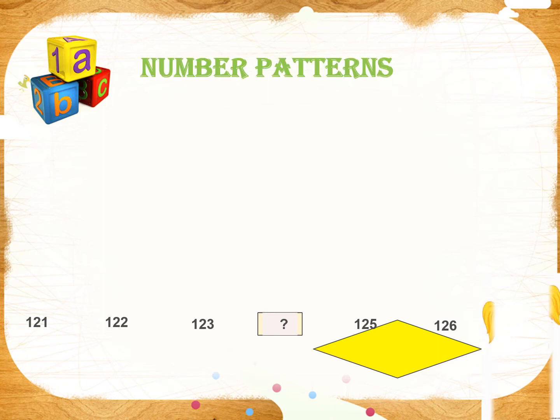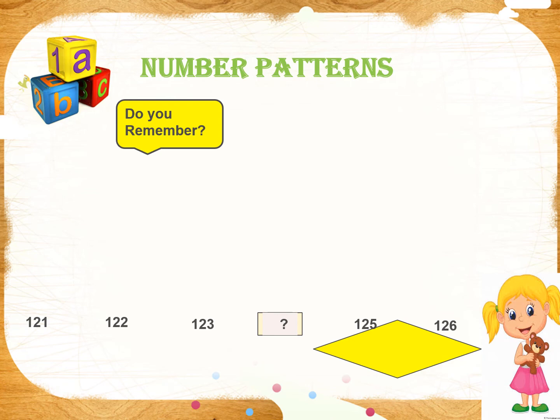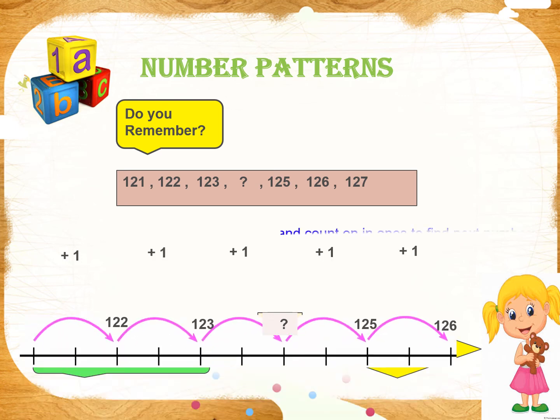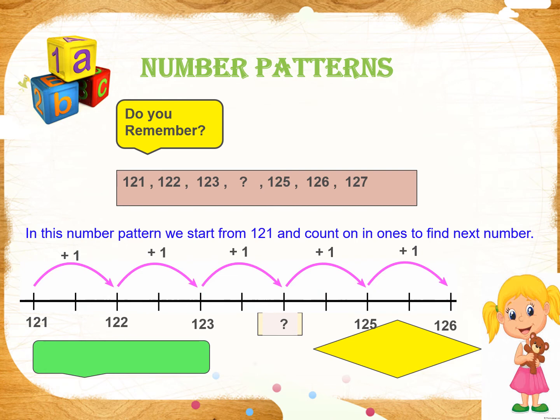Let's see number patterns. Children, do you remember? Rita makes the following number pattern. Can you find the missing number? 121, 122, 123, blank, 125, 126 and 127. We can use the number line to find the missing number. In this number pattern, we start from 121 and count on in ones to find the next number. Then one more than 123 is 124.